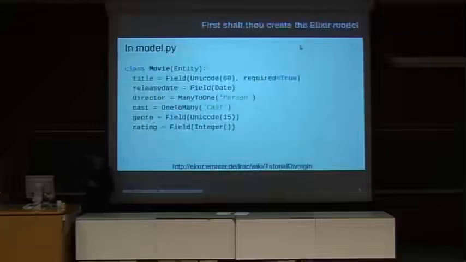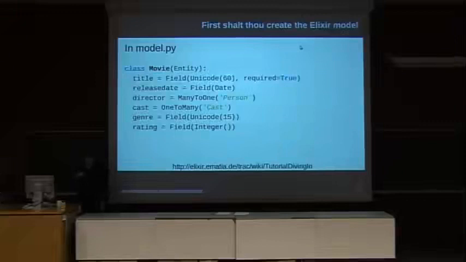So the first thing you have to do is to create your Elixir model. This is very easy. It's just like defining a plain old Python object. So here we have a movie class, which extends the entity class. And the entity class is actually a base Elixir class, and it just tells Elixir that the movie object should be mapped to the database.